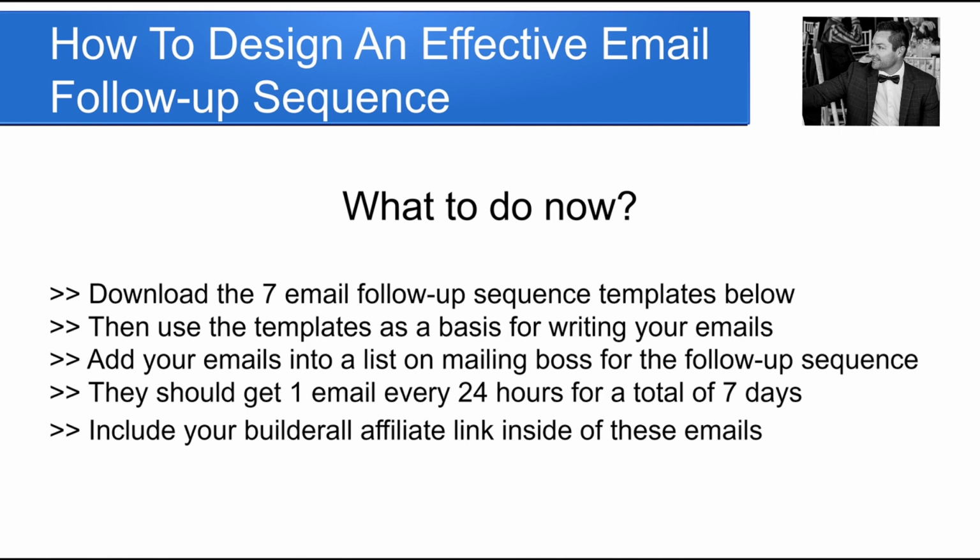Then you're going to add these emails into a list on Mailing Boss for the follow-up sequence. If you don't know how to do that, you can find tutorials in Builderall on how to do that. Then you're going to set up these email follow-ups so that they get 1 email every 24 hours for a total of 7 days. And don't forget to include your Builderall affiliate links inside of these email follow-ups.